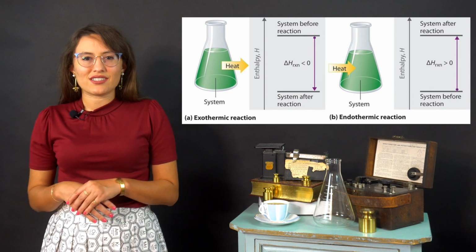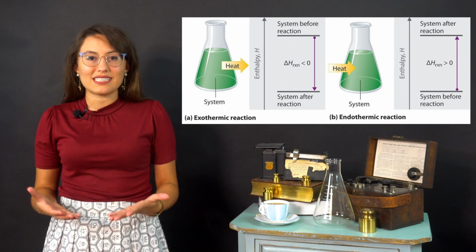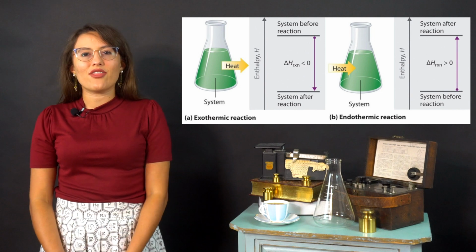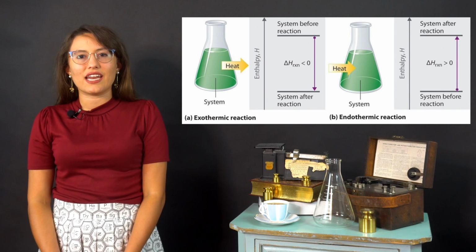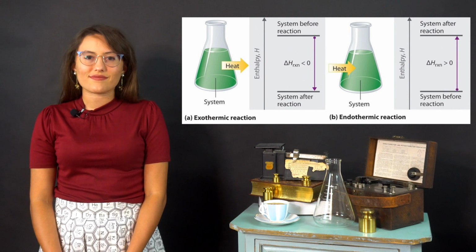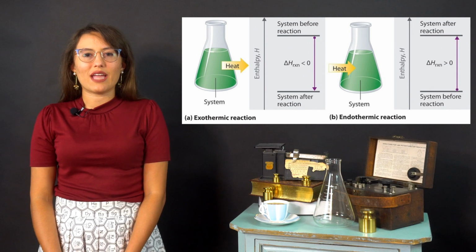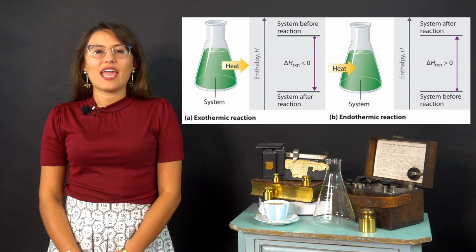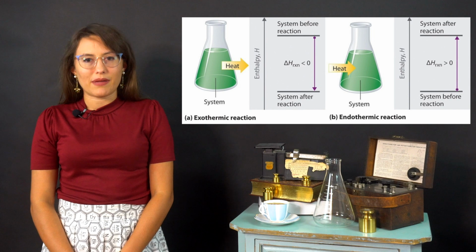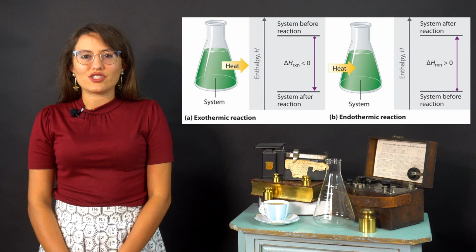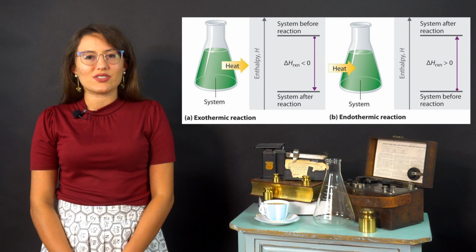For a reaction that is exothermic, heat flows from the system to the surroundings, and the enthalpy of the reaction is negative and is energetically downhill. For an endothermic reaction, enthalpy is positive and is energetically uphill. For endothermic reactions, the heat flows from the surroundings to the system.